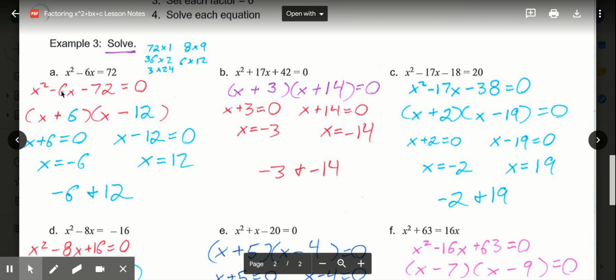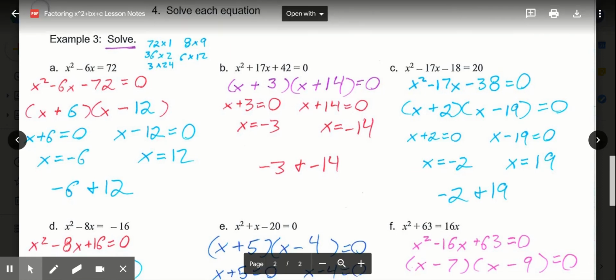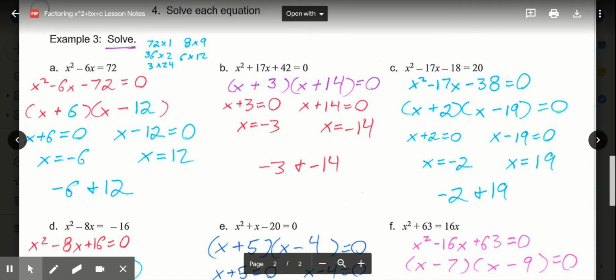Then to solve, you take each of these binomials and set them equal to 0. So x plus 6 equals 0, x minus 12 equals 0. And then you solve each for x. So on the left, we would subtract 6, so x would be a negative 6. On the right, add 12, so x would be 12. So the answer to this question would be a negative 6 and a positive 12 could both work.